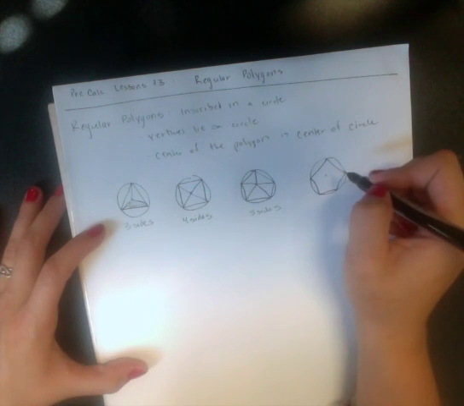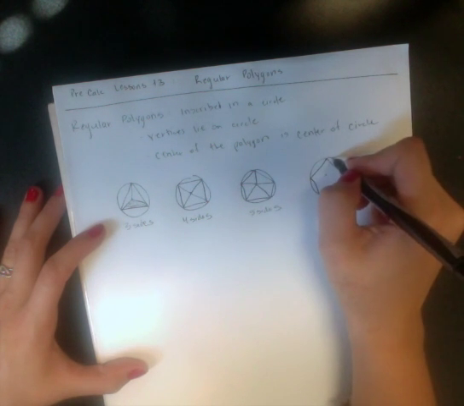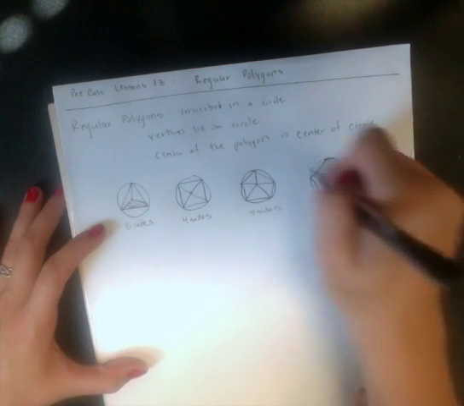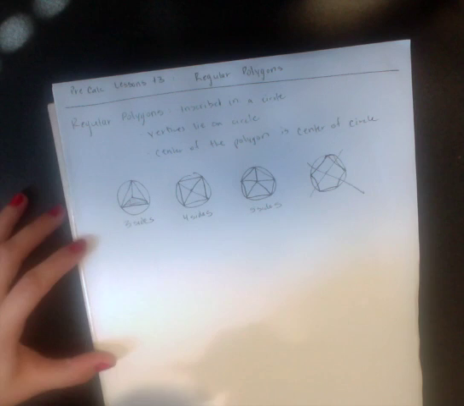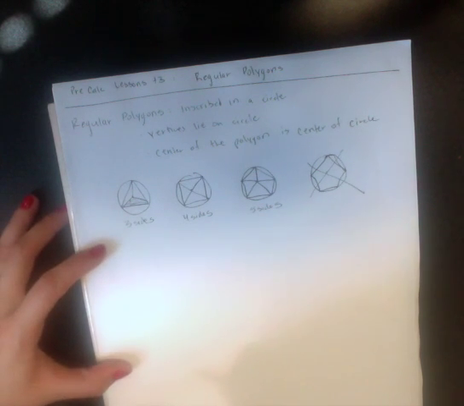Oops. That goes there. Ah, well. 6 sides, you don't have to draw, because I can't. But you can look at the picture in your book.